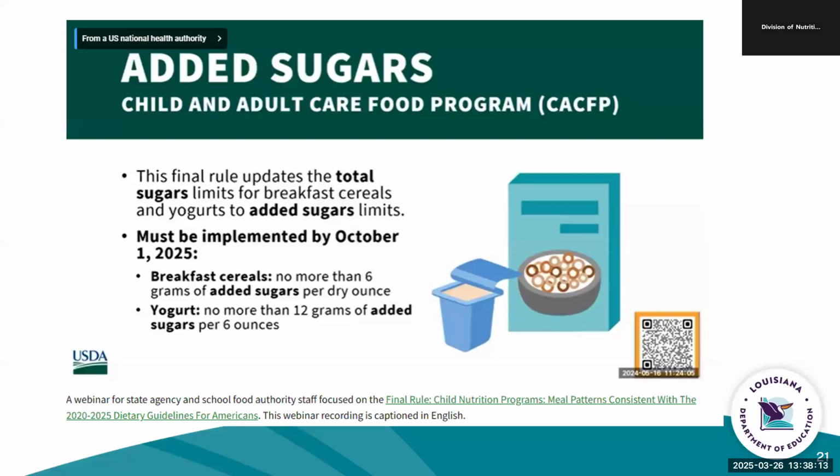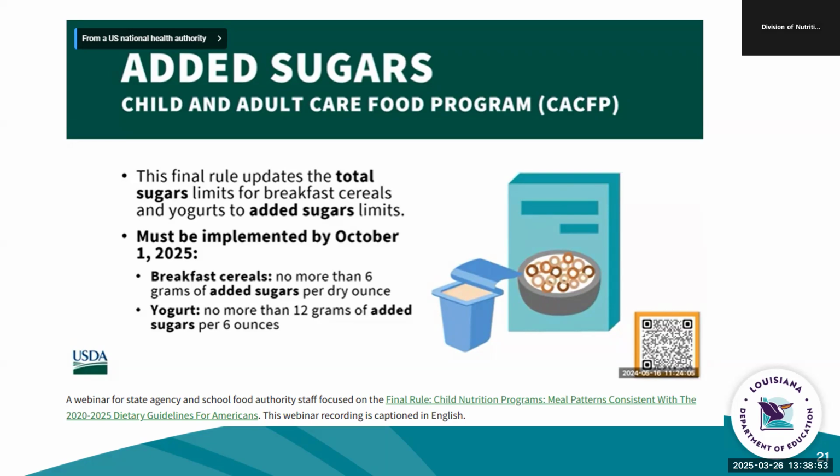Okay. I know in our pre-approval packets and in our handouts, a lot of people have those neat little categories, the forms that tell you what the sugar limits are. And we were going by total sugars. As of October 1, 2025, breakfast cereals and yogurts are going to be categorized by the added sugars column, not the total sugars.